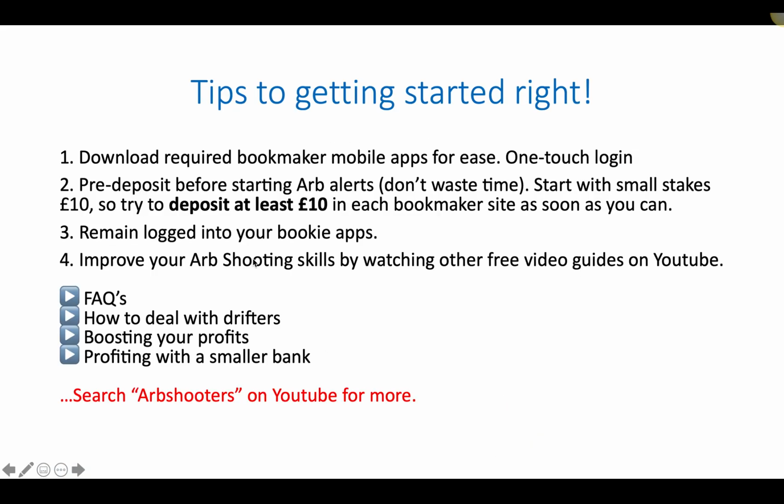Tips to getting started right. 1. Once you've registered with the bookmakers, download the mobile apps. It's easier. It takes one touch to log in. It helps you getting on the Arb alerts a lot faster. 2. Pre-deposit in each of your accounts. You don't want to be wasting time. And if you're new to this, start with small stakes of say £10. So do try and deposit at least £10 in each bookmaker site as soon as you've registered. 3. Remain logged into your bookie apps. Just have the applications running in the background to save you more time.